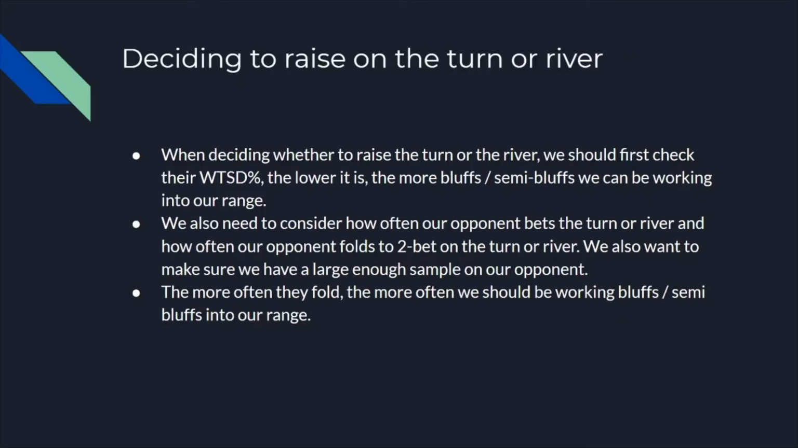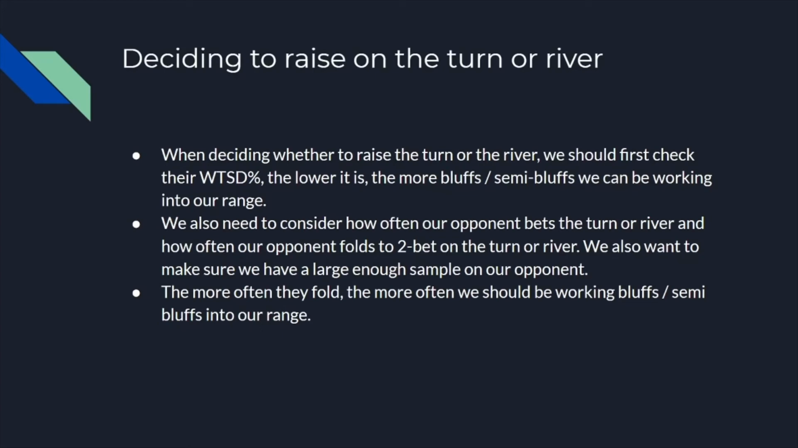The last category we're going to be going over today is deciding to raise on the turn or river. And the main stat we want to be looking for in general when we're deciding to make a big bluff or a thin value raise on the turn or river is our opponent's went to showdown value. The lower our opponent's went to showdown value, the less likely they are to call or raise, so we should be trying to add more bluffs and include less thin value. And conversely, the higher the opponent's went to showdown value, the more thin value we can get, and the less we need to be working in bluffs or possibly even semi-bluffs on the turn versus these opponents.